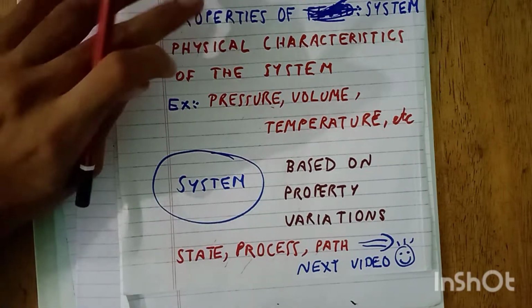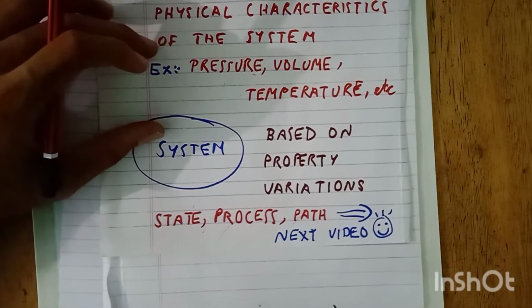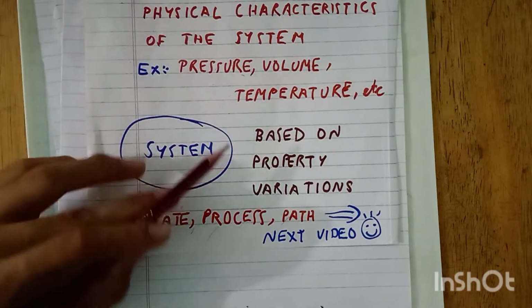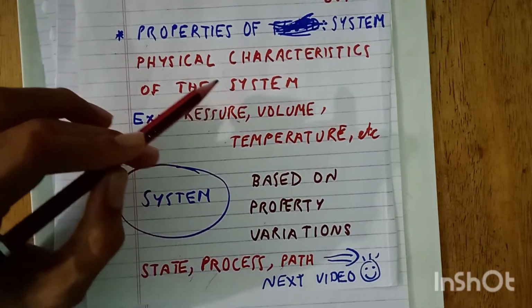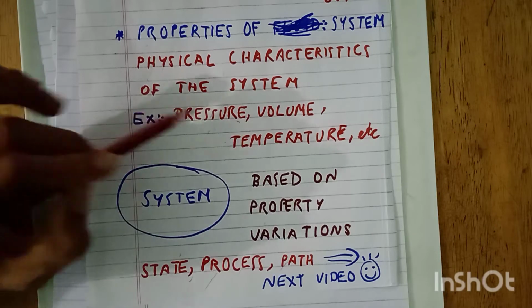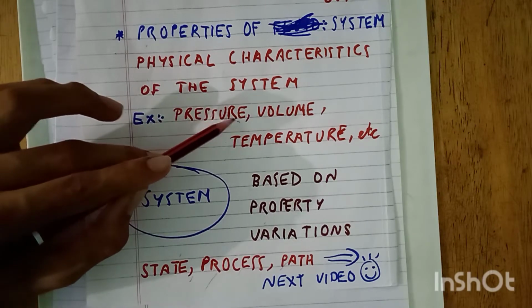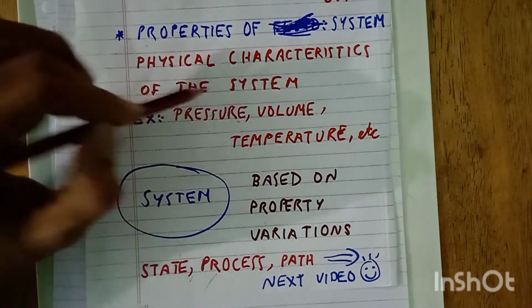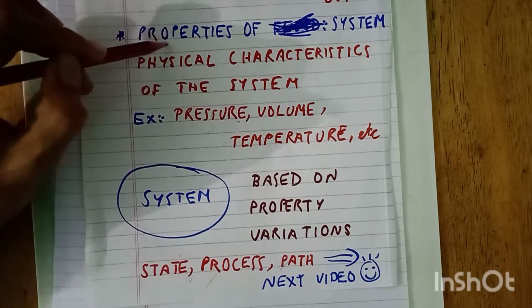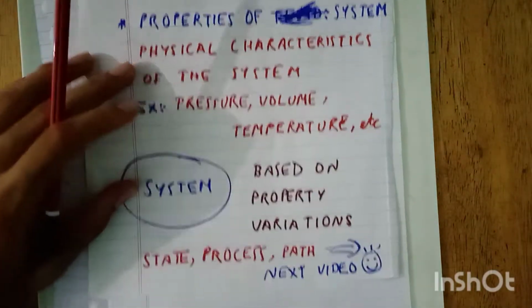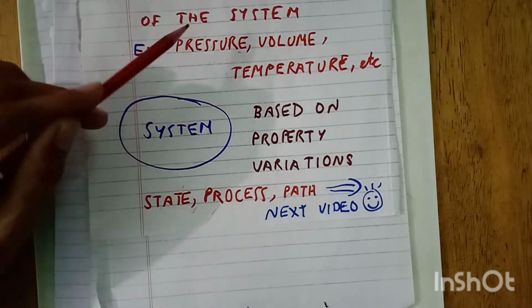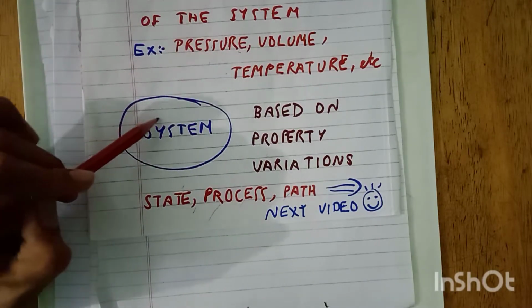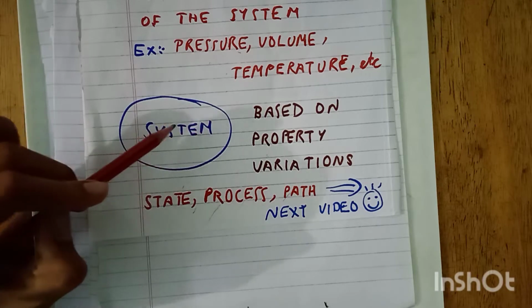So in the previous video we have seen that the properties of a system are nothing but the physical characteristics of the system. For example, pressure, volume, temperature, etc. So the physical characteristics of the system are what we call the properties of the system. Next, let's move on to the next topic.